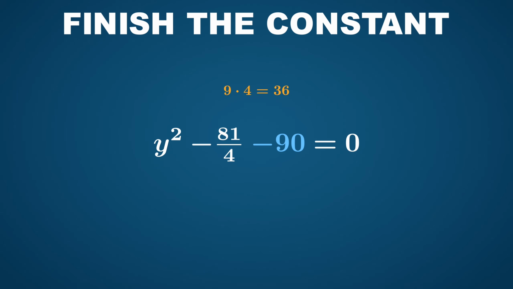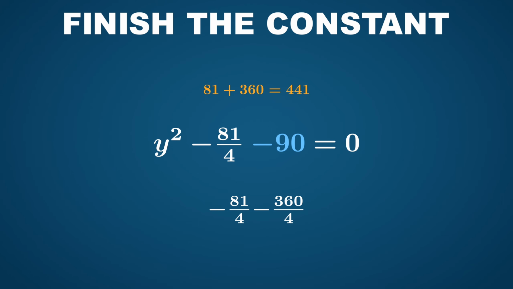We multiply 90 by 4 to get the new numerator. 9 times 4 is 36, so 90 times 4 is 360. So the whole number 90 is equal to 360 divided by 4. Our new equation has negative 81 fourths minus 360 fourths. Since both fractions are negative, we simply add their top values together.